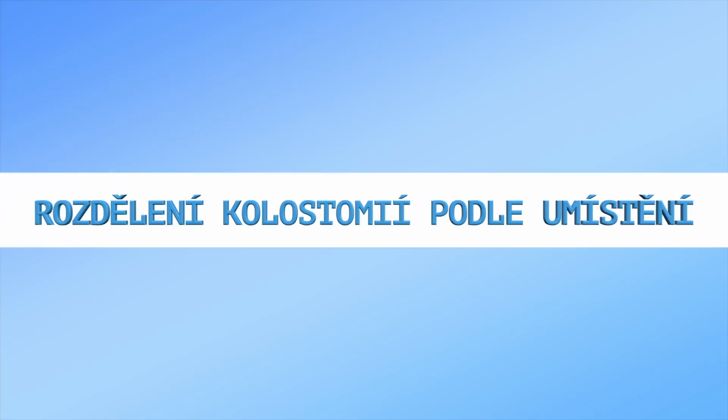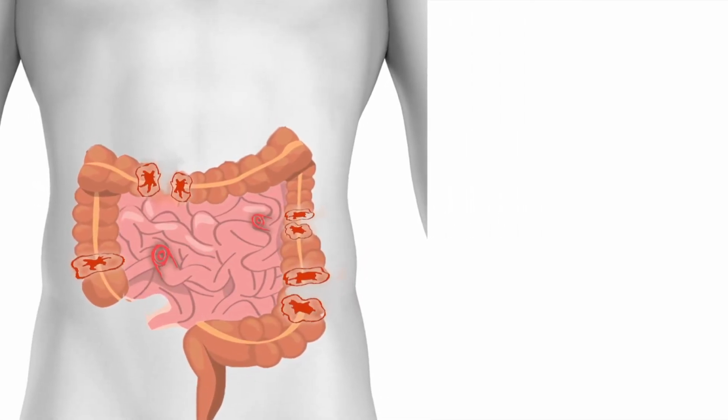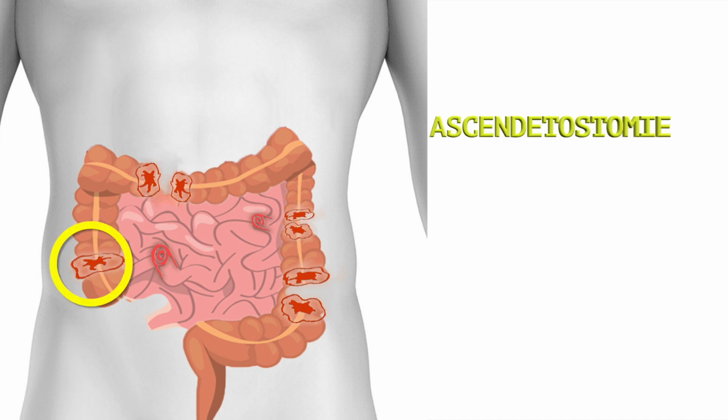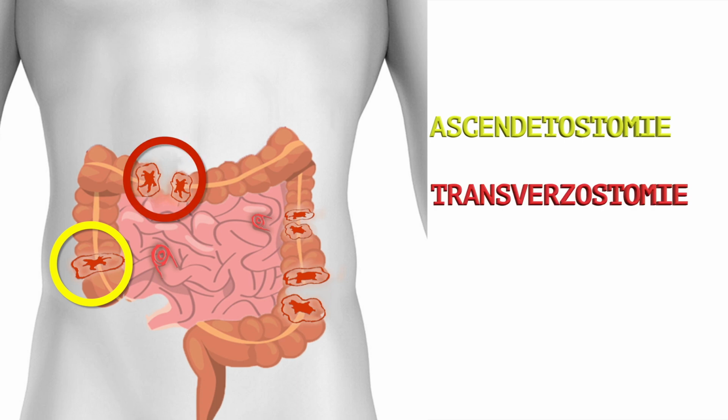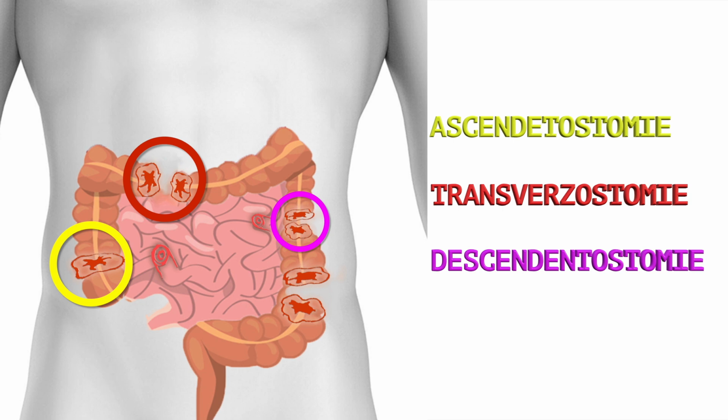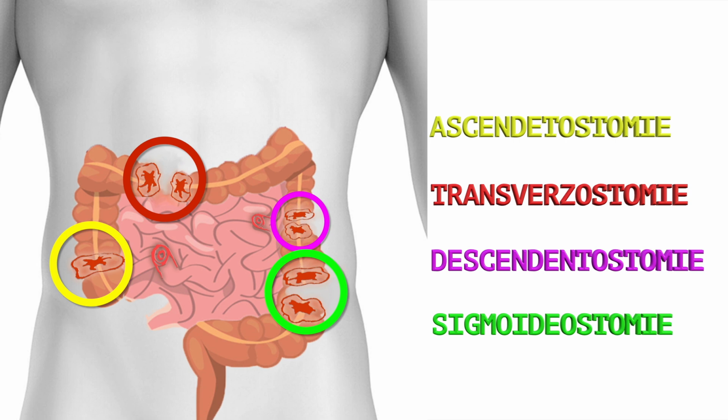Classification of colostomies by location. Ascending colon, ascendostomy. Transverse colon, transversostomy, which typically expels semi-solid content. Descending colon, descendostomy. Sigmoid colon, sigmoidostomy, which produces firm, formed waste.